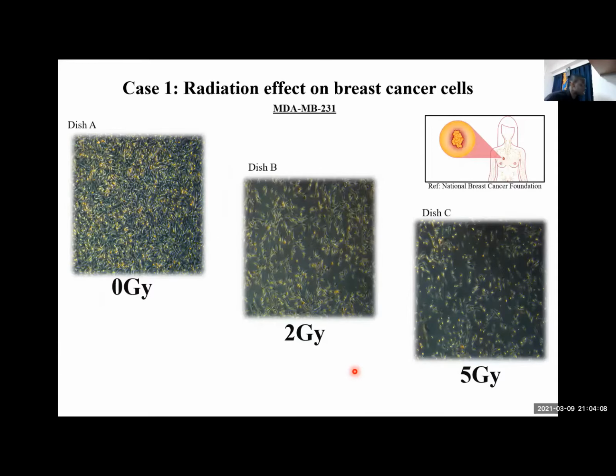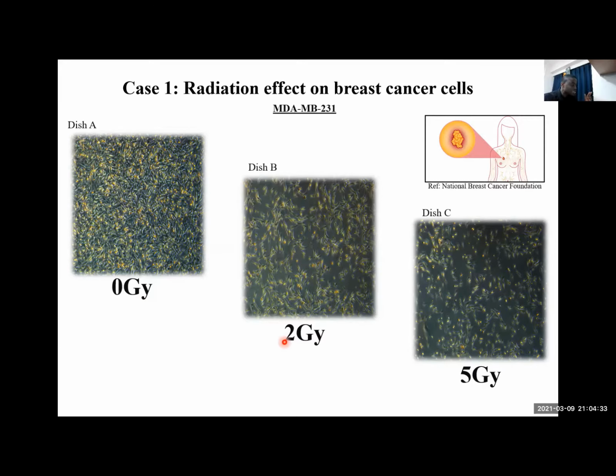So, cells cultured in a laboratory, we have metastatic breast cancer cells, which often develop from the breast tissue, as you can see. So we have 3 sets of dishes, dish 1, dish 2, and dish 3. In dish 1, the cells were not exposed to radiation. These are cancerous cells. In dish 2, they were exposed to 2 gray of radiation, and in dish 3, they were exposed to 5 gray of radiation. So what is the difference?